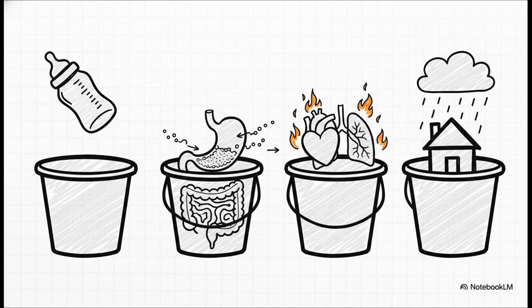Bucket 1 is not enough intake. Think wrong formula prep or food insecurity. Bucket 2 is not absorbing, like celiac disease or chronic diarrhea. Bucket 3 is burning too much energy, stuff like congenital heart disease or chronic infections like TB. And bucket 4 is care and psychosocial factors, like maternal depression or poverty. Doing this shows the examiner you're a really safe, structured thinker.